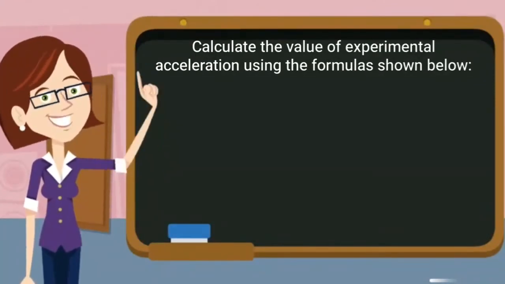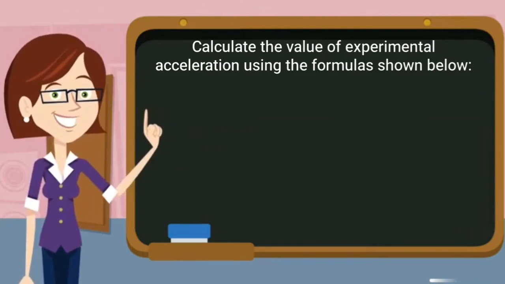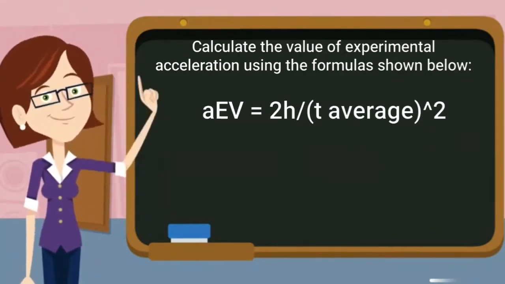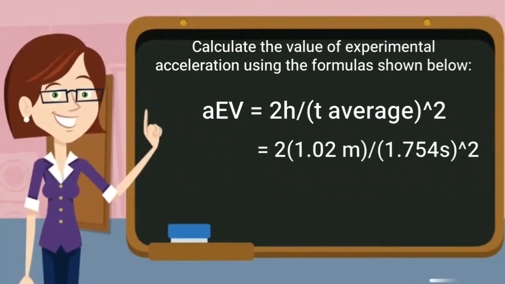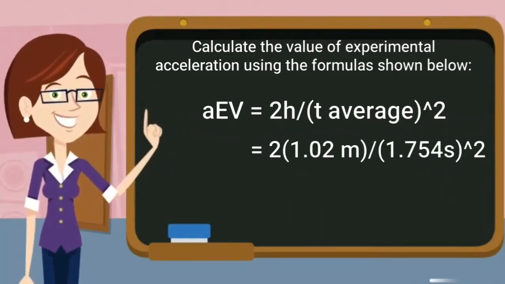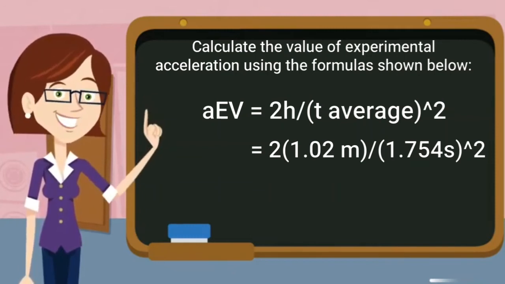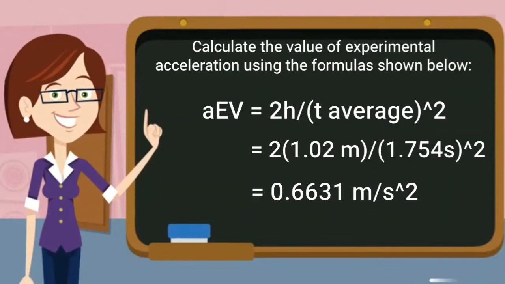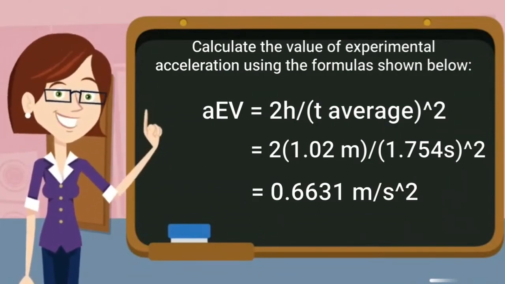Calculate the value of experimental acceleration using the formulas shown below. AEV equals 2 times height divided by t average squared. And that will be 2 times 1.02 meters divided by 1.754 seconds squared. The answer that you will get is 0.6631 meters per second squared.